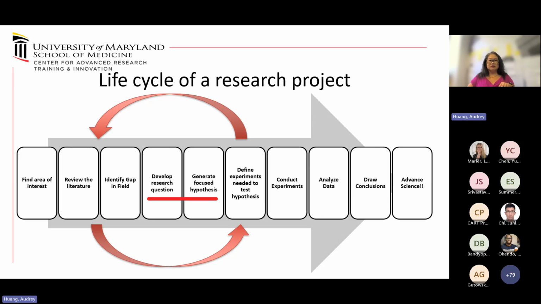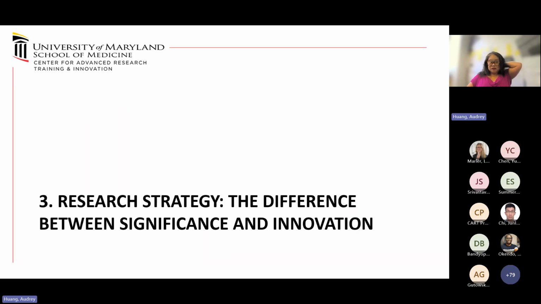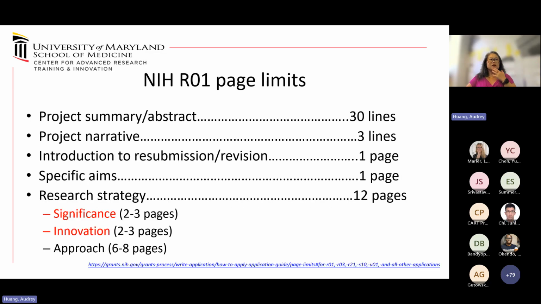All right, so once you get past the specific aims, once that is nailed down, people feel good about it, not just you, but other people, your mentors, your trusted advisors, then you start working on the research strategy. Now, NIH page limits, this is the body of the grant.